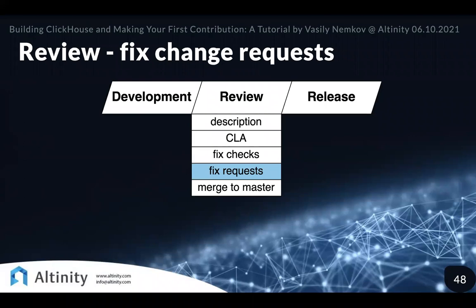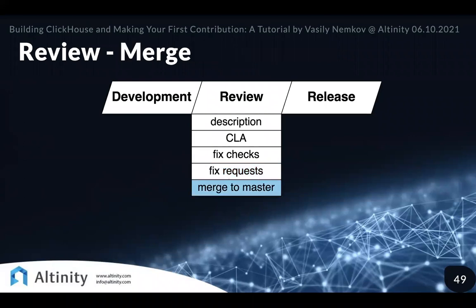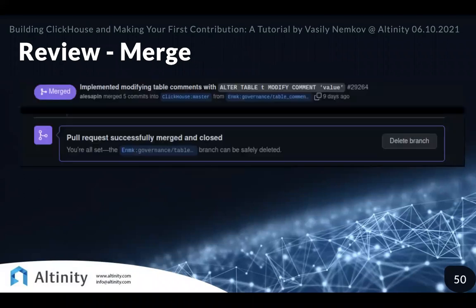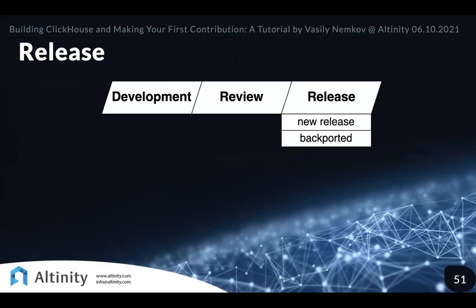Once you've done that and you have the approval of the maintainer, it's time to merge your pull request, and somebody from the ClickHouse team will actually do that. And as you can see, once the pull request is merged, it has this nice purple tag on the top, and there is a note on the bottom which says that your pull request was merged, and you actually can pat yourself on the back.